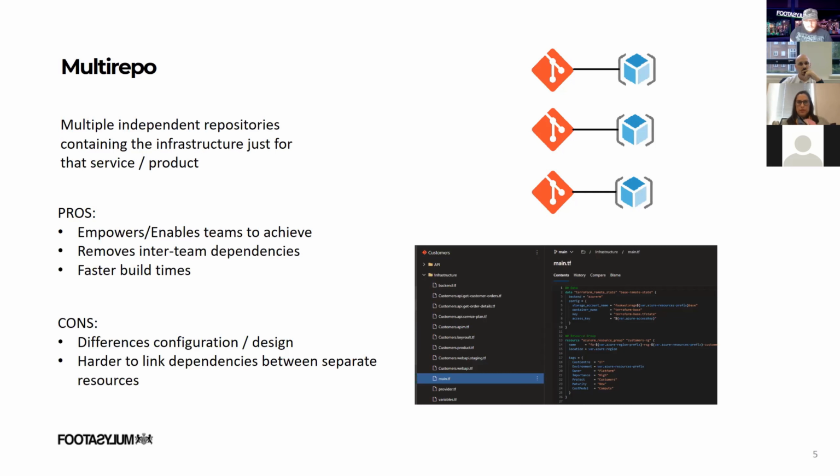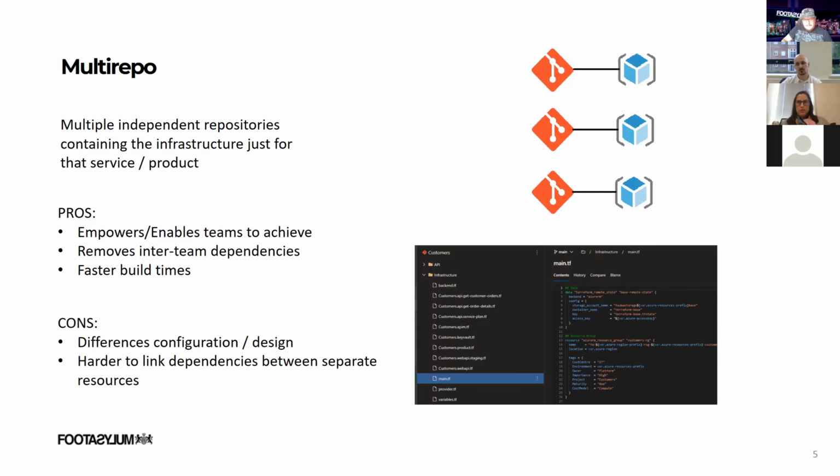The cons being that as the expertise spreads out between the different teams, that shared knowledge, that shared agreement on principles and designs, that might get missed. So that's one of the issues that we can see. And obviously it becomes harder to link more and more dependencies between infrastructure if that's something that you're thinking about doing.